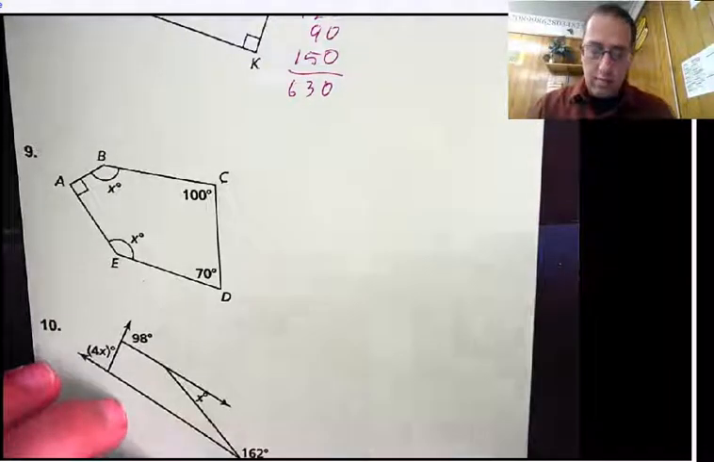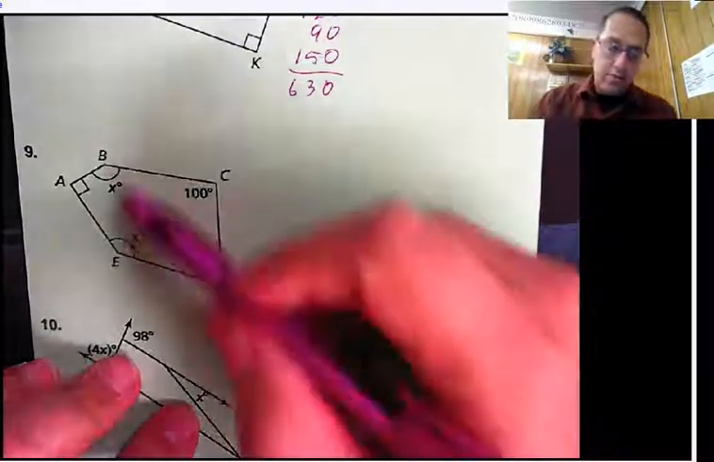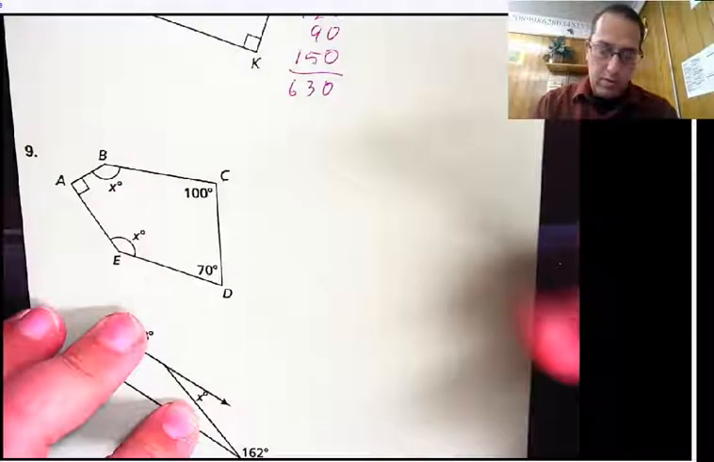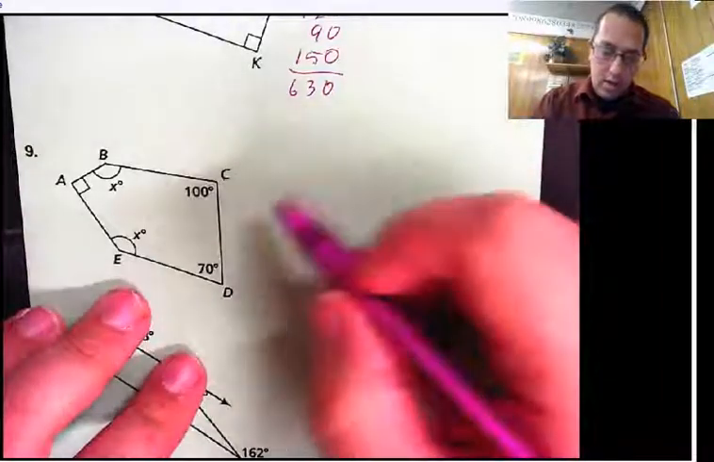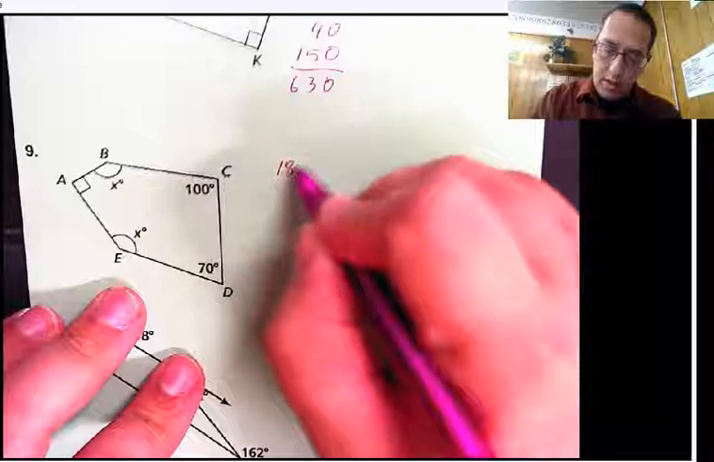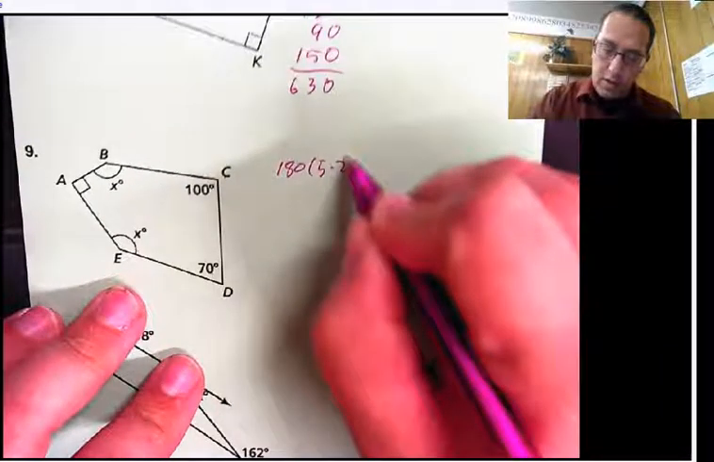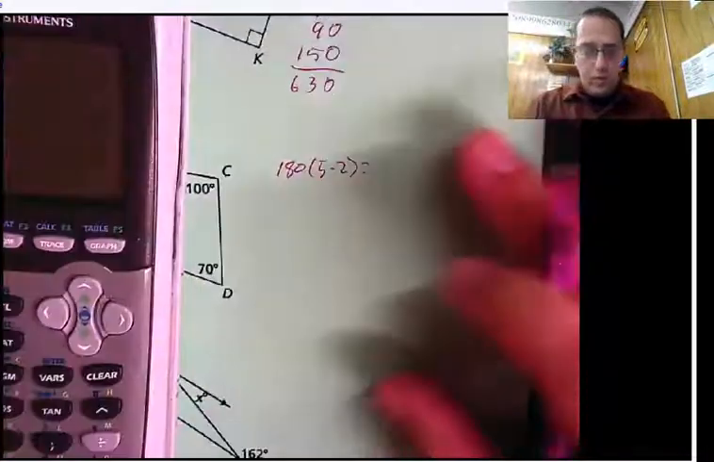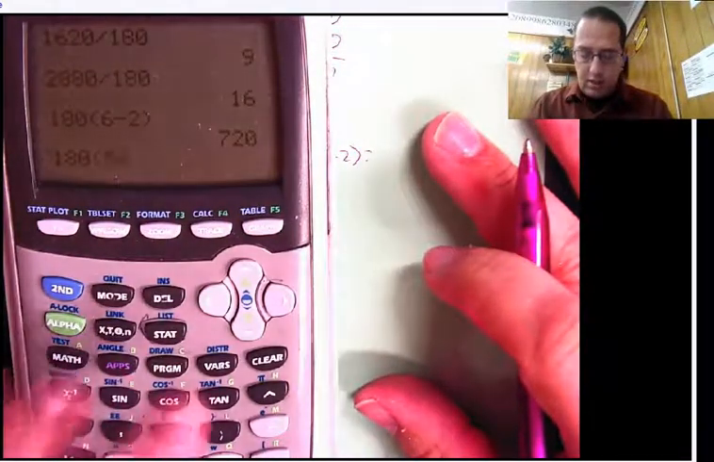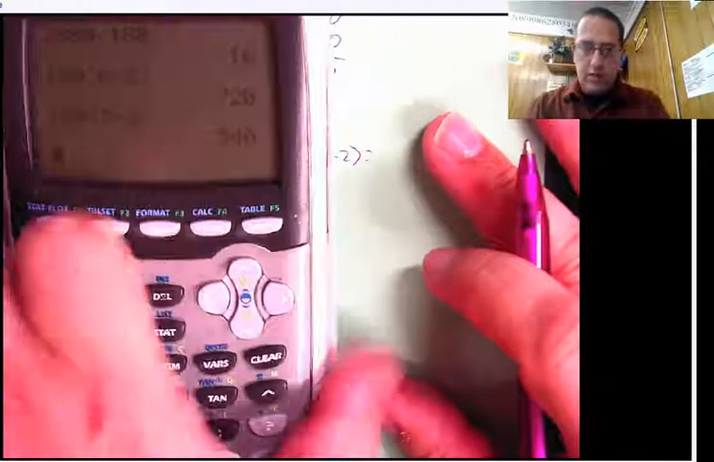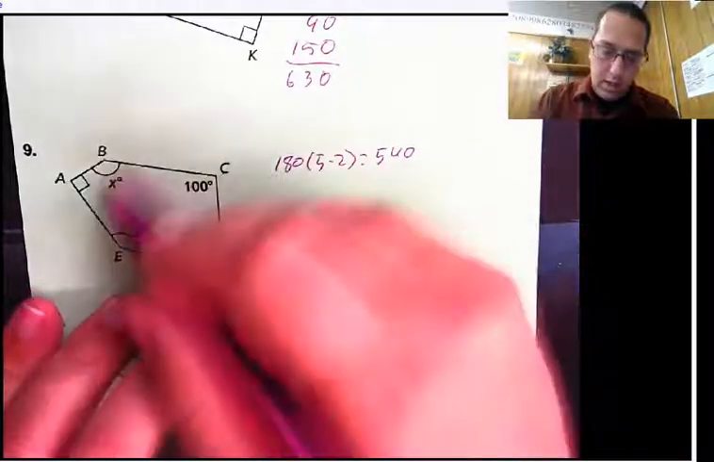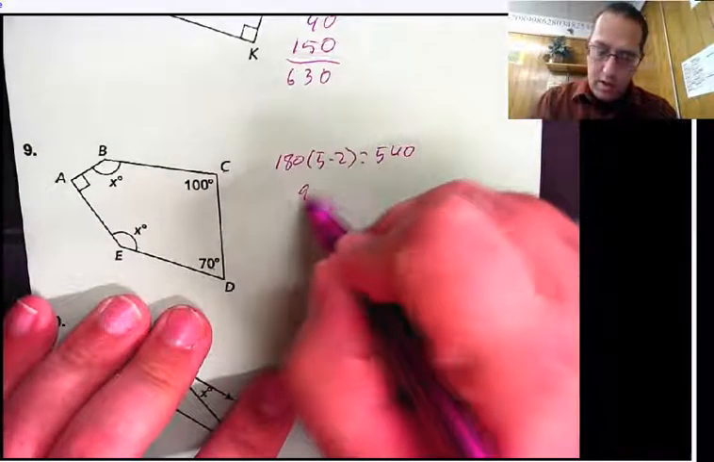All right, let's take a look at it. Number 9 is a little bit more difficult. We got 2 x's, right? Still not a big deal. This means we have equals 2x instead of 1x. But first, how many sides do we have? 1, 2, 3, 4, 5. So that's going to be 180 times 5 minus 2. So let's see here. 180 times 5 minus 2 is 540. 540.